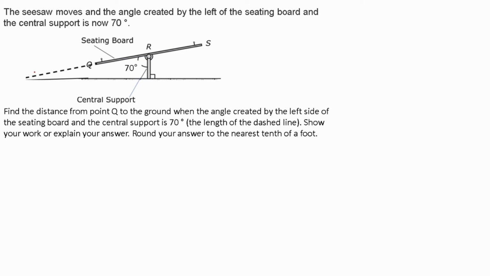So what we want to do is find this distance. What we can do is use the information from the last problem. We know that this pole is 2.5. And we know that from Q to R is going to be 5.